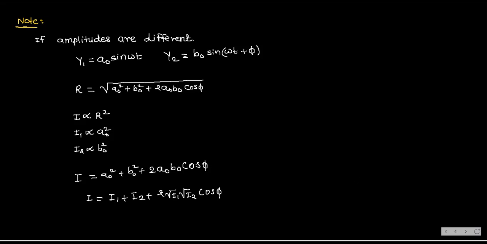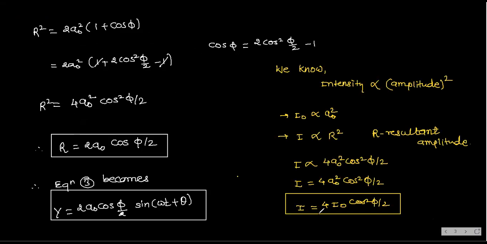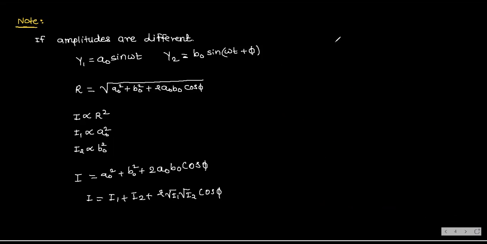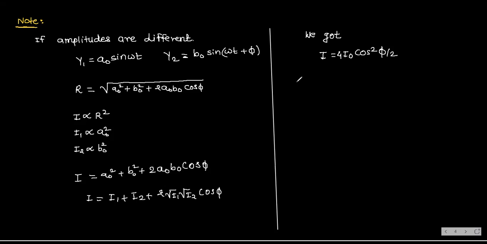Now this was the note point, but we got I is equal to 4 I naught cos phi by 2. This note point is now finished. So next is the continuation part. So see here, we got I is equal to 4 I naught cos square phi by 2.